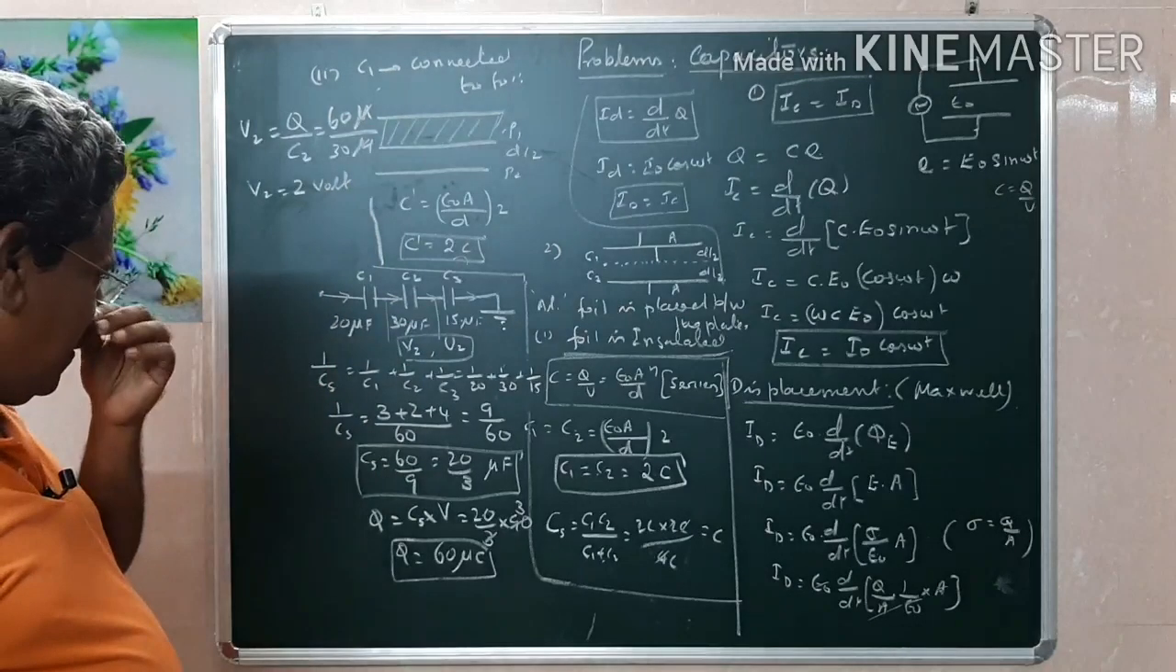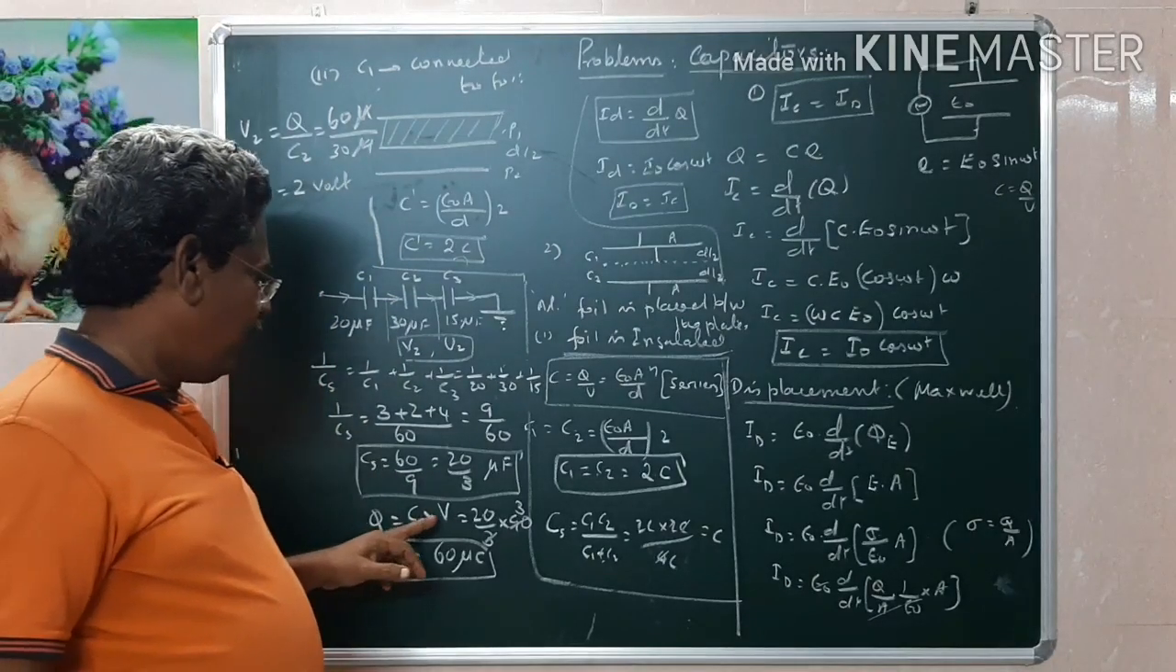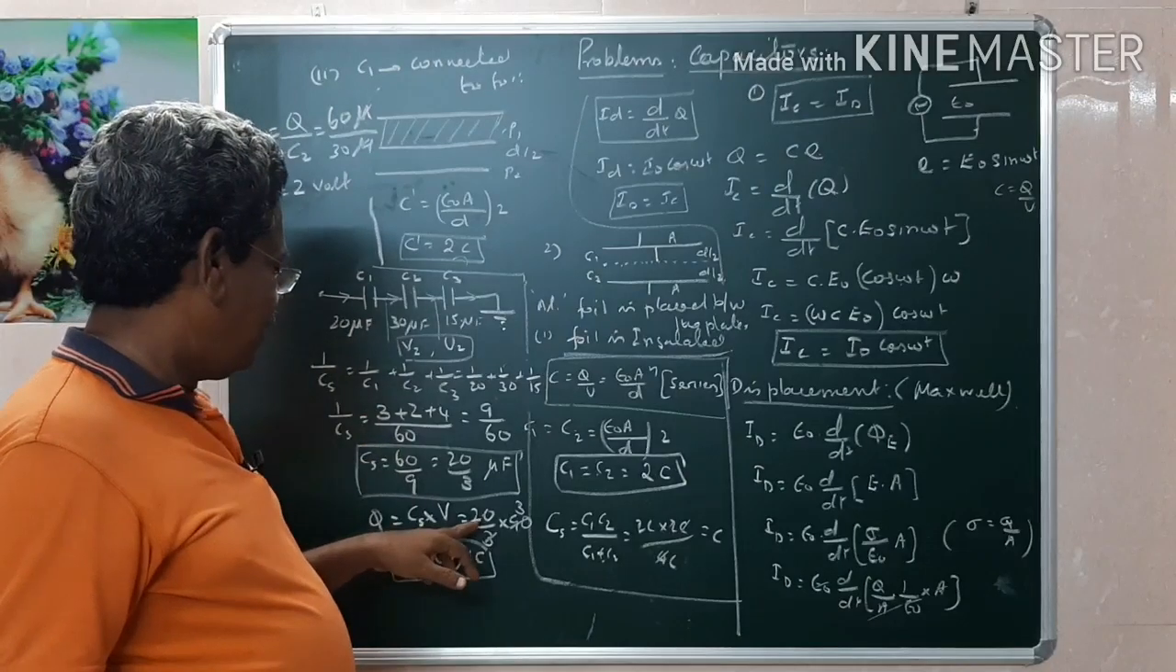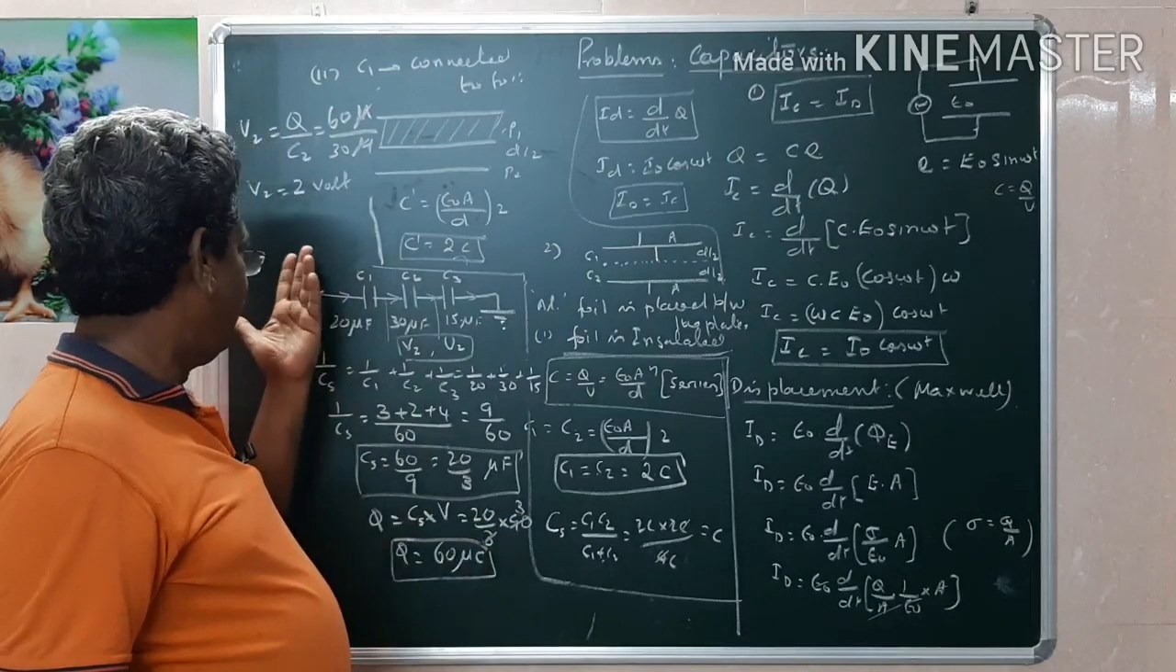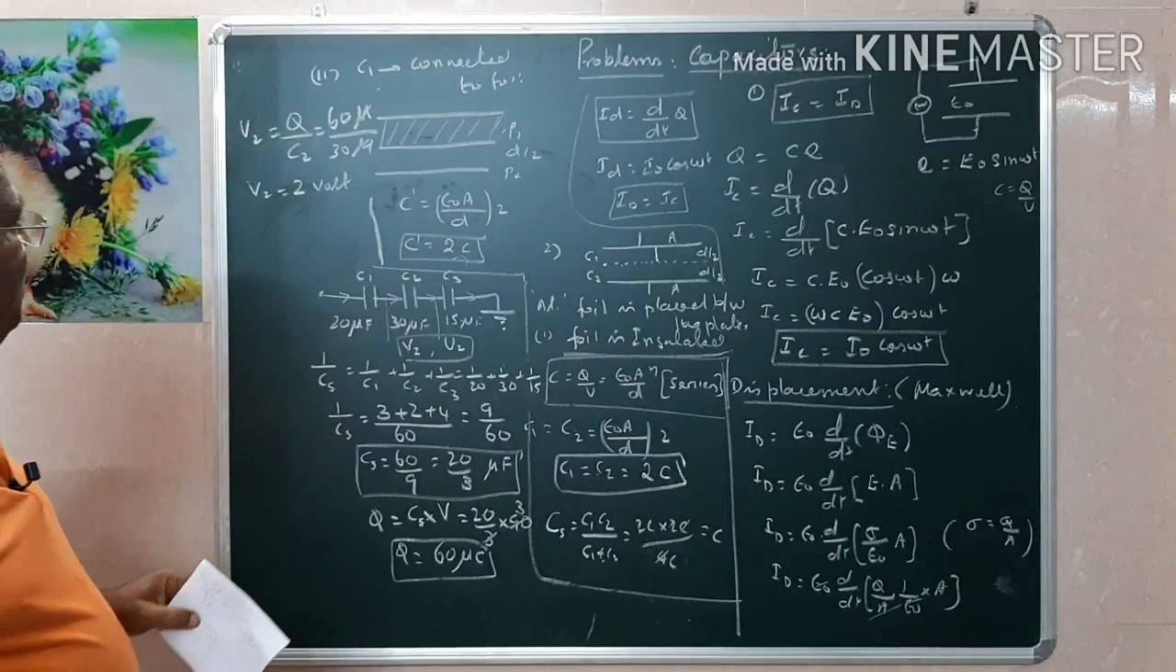Let's check this way. Q is equal to Cs into V. V is equal to 90, and this is 20 by 3, and this is 60. That is equal to 2 volt. Therefore, V2 equals 2 volt.